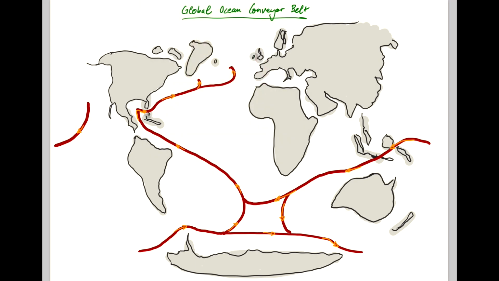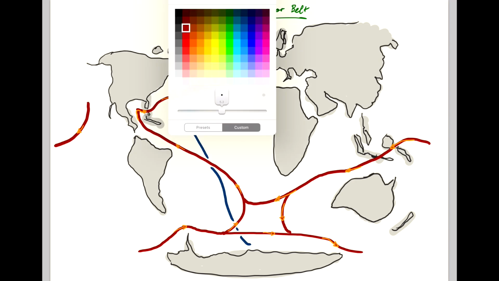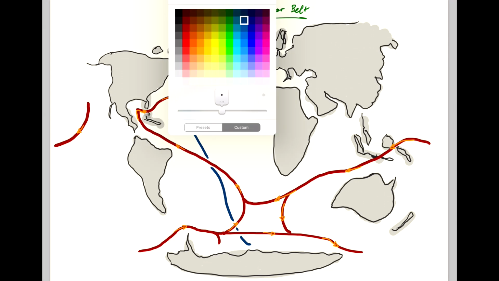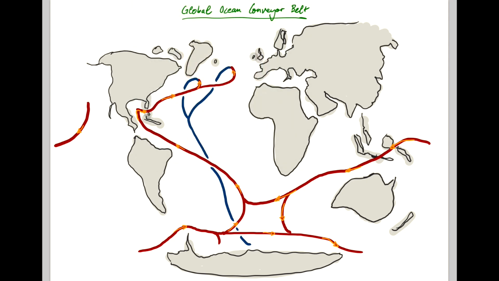And now we can look at the lower legs of the global conveyor belt. And so most of the deep water is produced in the North Atlantic here, and then it flows down towards the Southern Ocean. And then also a lot of this cold water is sourced in the Southern Ocean, as we learned in the previous lecture.